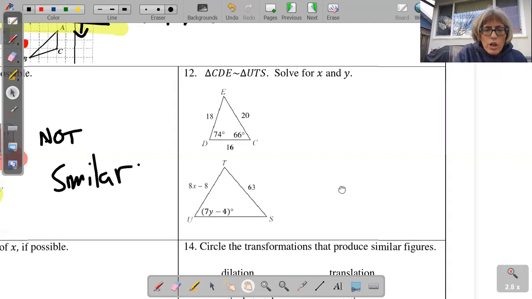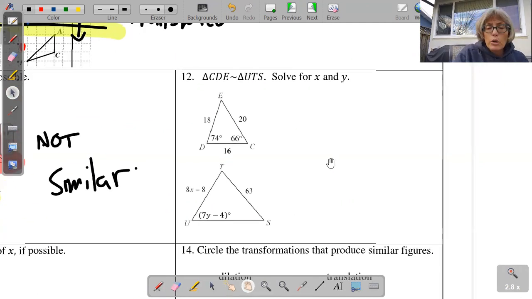Over here, we're going to check to see if our ratios work. To begin with, solving, oh, we're told they're similar. Good, we don't need to figure it out. We're told they're similar, so all you have to do is match up short to short, long to long.